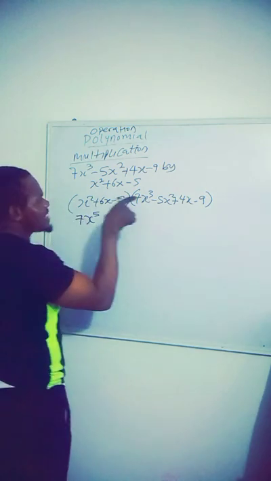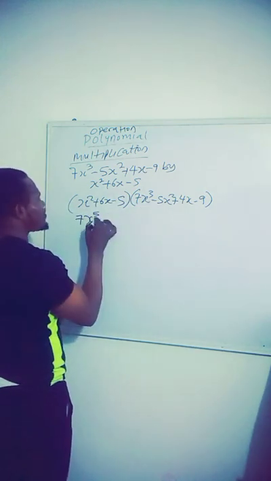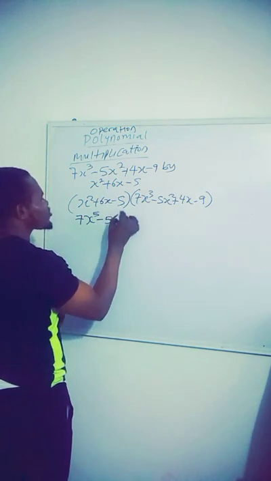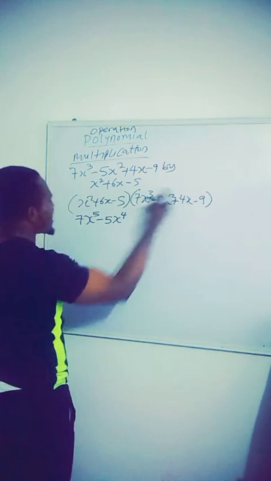2x squared times minus 5x squared becomes minus 5x raised to power 4. You will be adding the power when you are multiplying.